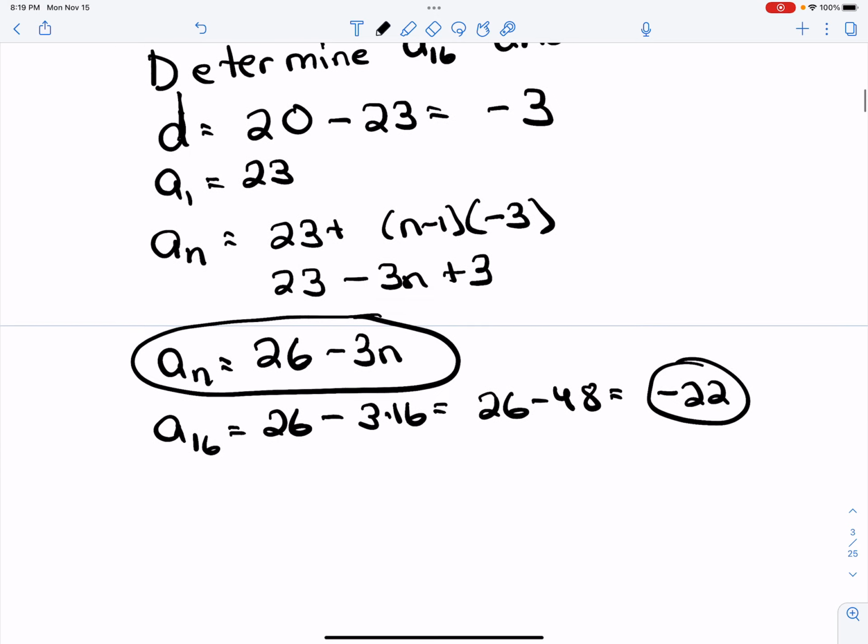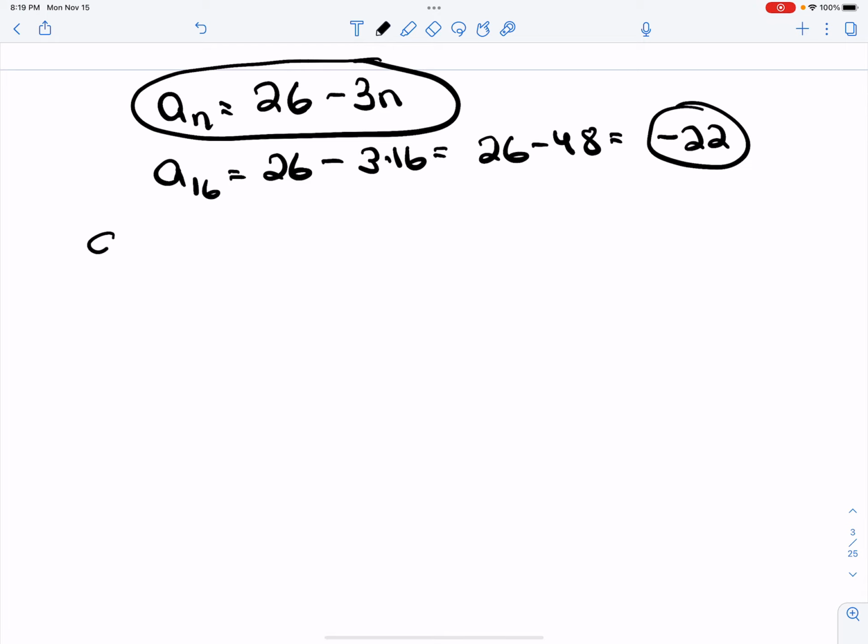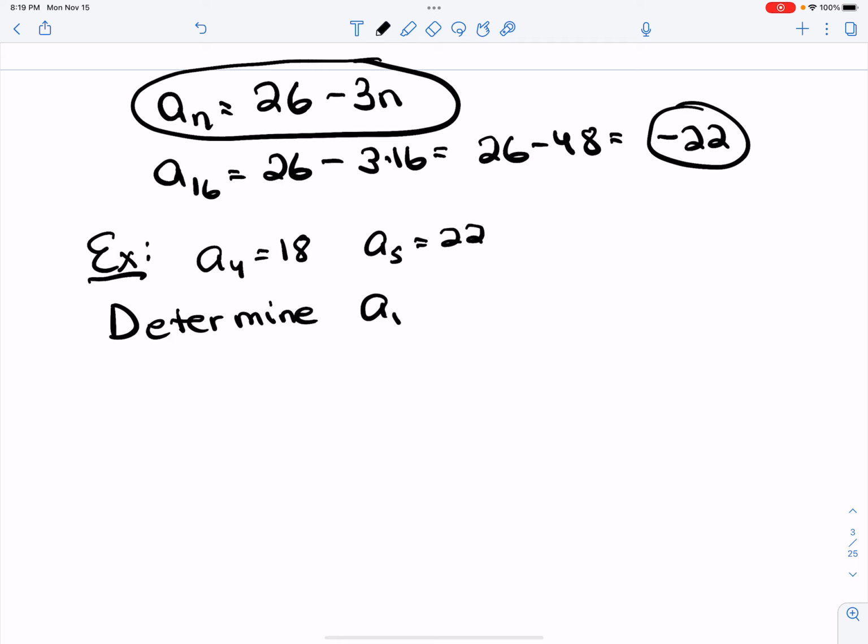Let's see, another example. Let's say that the sequence has a sub 4 equals 18 and a sub 5 equals 22. And we need to determine a sub n and a sub 10. Okay, so they were nice and gave us two consecutive terms. So the common difference can be found by taking 22 minus 18. Fifth term minus the fourth term, and that gives us 4.